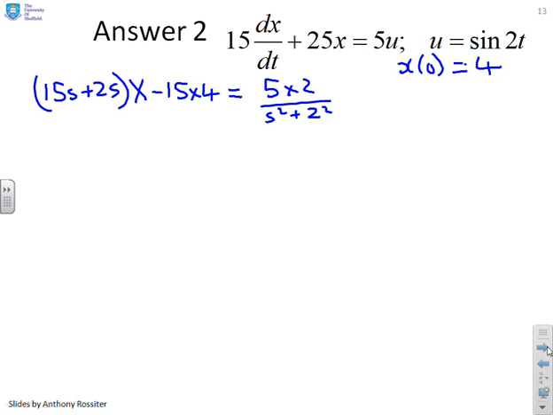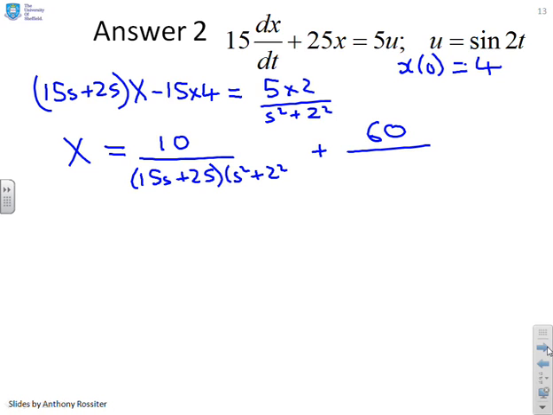Now what I can do is rearrange this by putting x on its own, and what have I got? I've got 10 over (15s plus 25) into (s squared plus 2 squared), and I've also got plus 60 over 15s plus 25. So you'll see I've moved the 60 from the left hand side to the right hand side and then divided through by this simple factor.